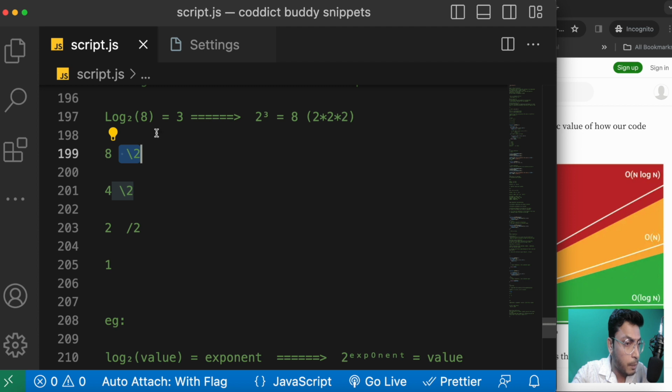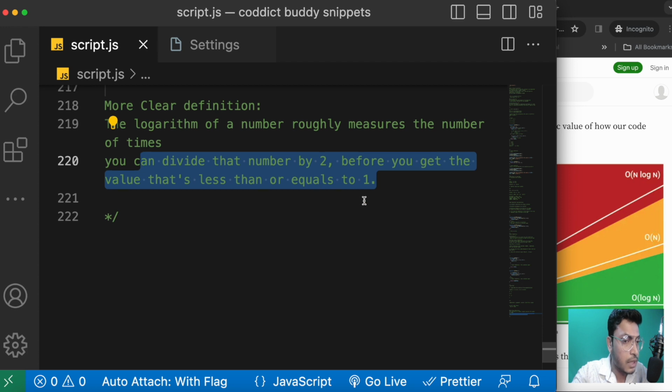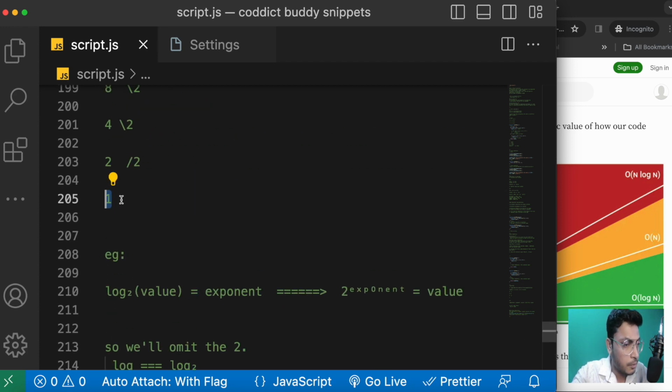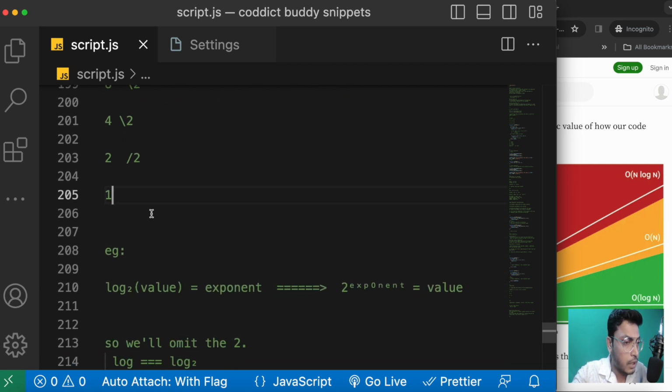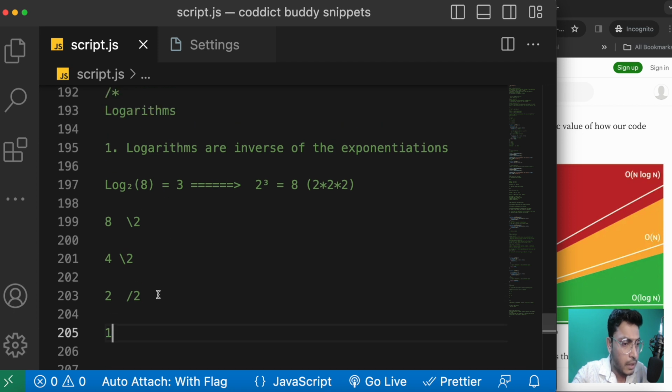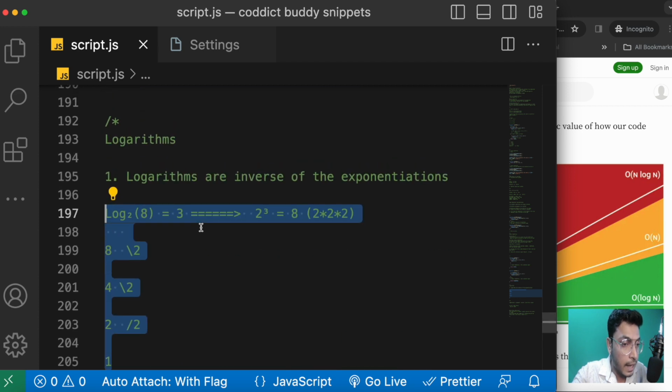We have divided this 8 three times by 2. So we'll write 3 here, and which value did we divide? This one. So we'll write it like this, and with what value did we divide? With 2. So the base value will be 2. This is the definition: until we get a value which is less than or equal to 1. Here we got 1, so that is why we stopped dividing. If we get something smaller than 1, that is also fine. But at a high level, this is how we basically calculate the logs.